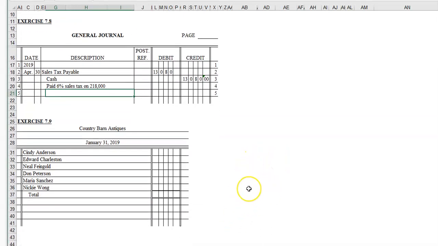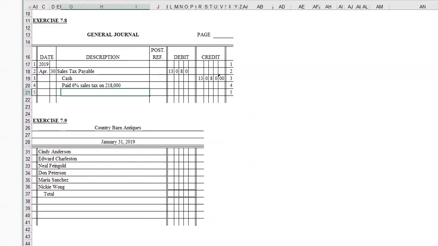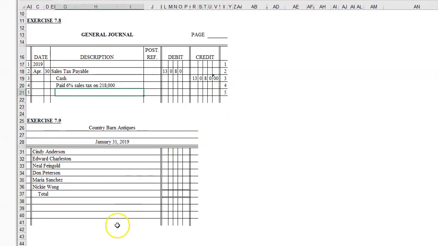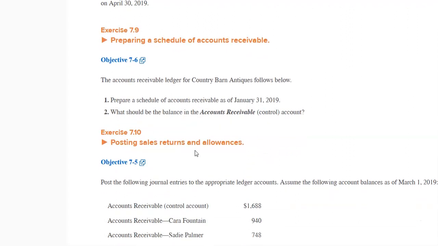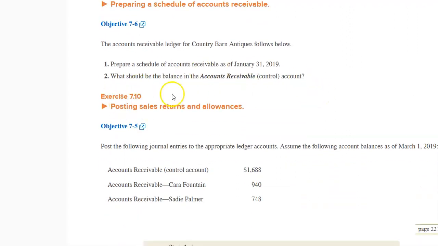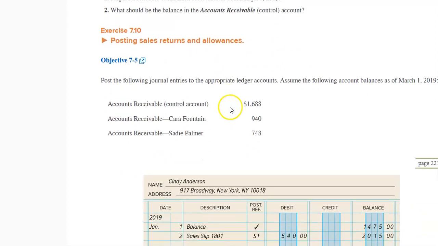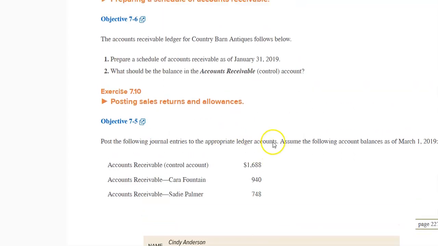7.9 is even easier. Here we're going to make a list of accounts receivable. Prepare a schedule of accounts receivable. What should the balance in the accounts receivable be? And that's for the Country Barn Antiques below.